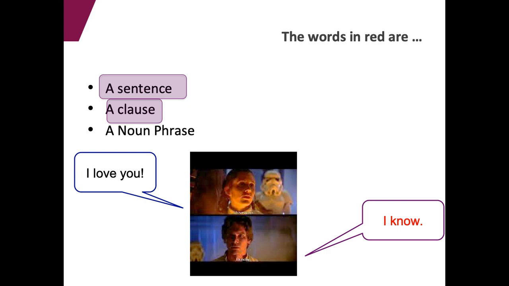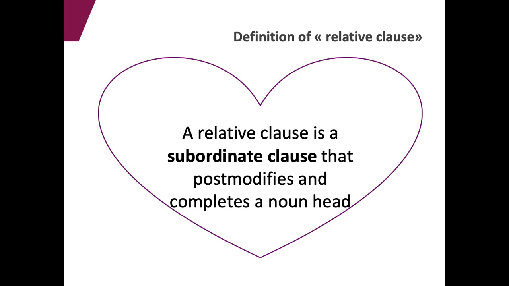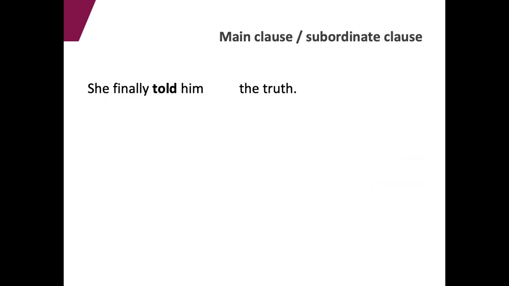So now we need to know the difference between a main clause and a subordinate clause. And before we do, a short point on relative clause again. So remember, it's the definition. A relative clause is not just a clause, it's a subordinate clause, which means that you have to make the difference between subordinate and main clause. Okay, so here it goes. When there is one verb in a sentence, then you can tell that it is made of one clause, like in this example. She finally told him the truth.